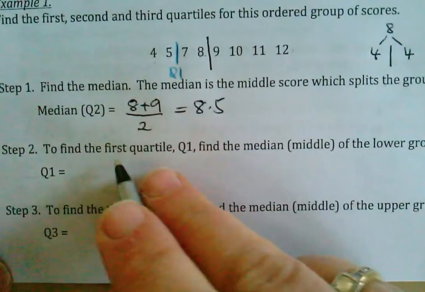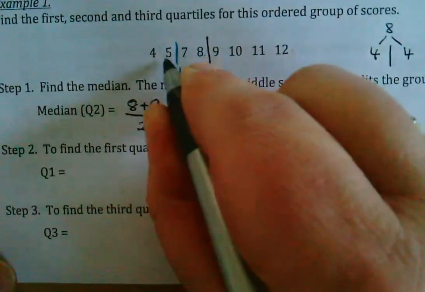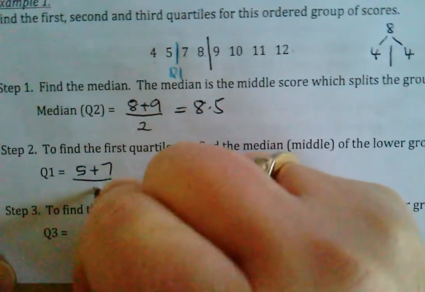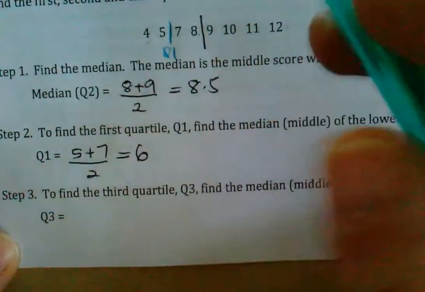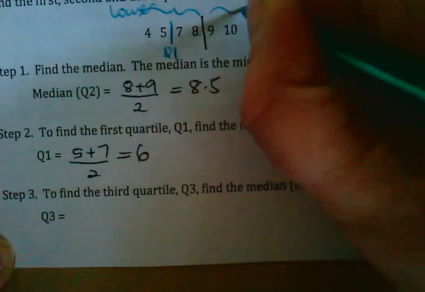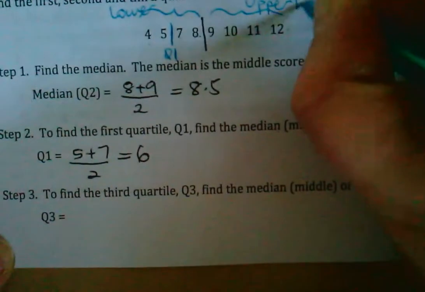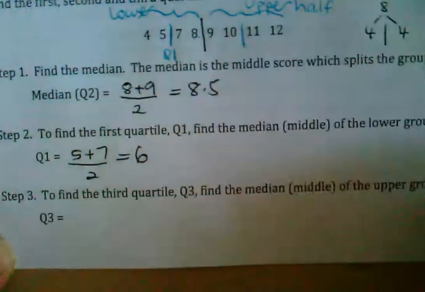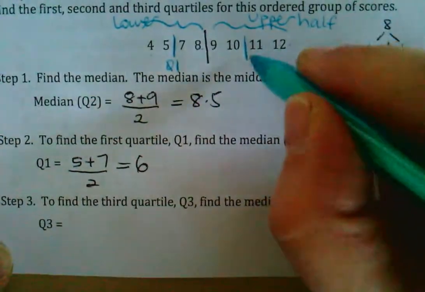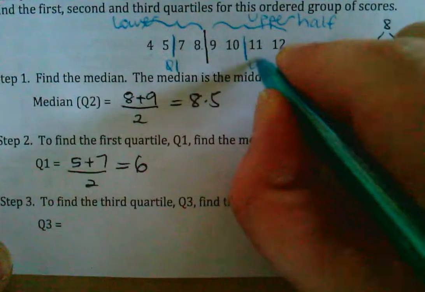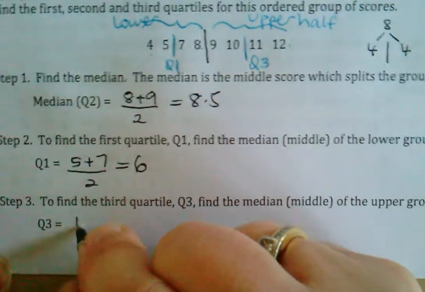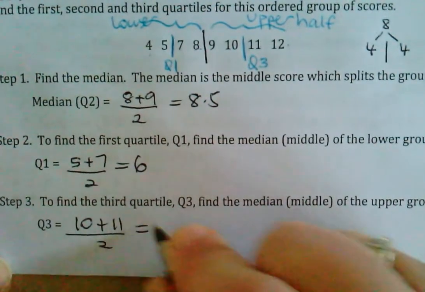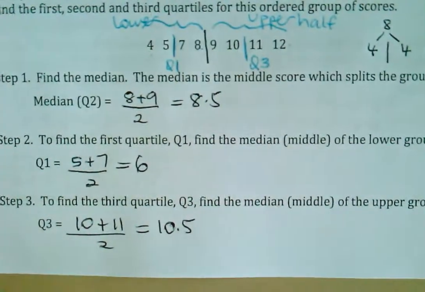So the lower quartile or first quartile is the median of 5 and 7, which is the number halfway between 5 and 7, which is 6. And here's my upper half of scores. That's my lower scores, and they're my upper half. And the median of these, are we okay, is halfway between 10 and 11. That's my Q3, which is 10.5. How are we with that?